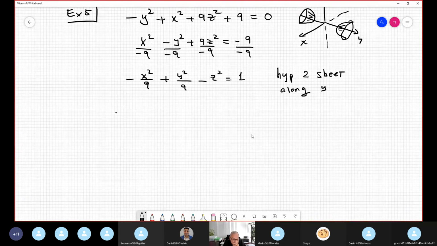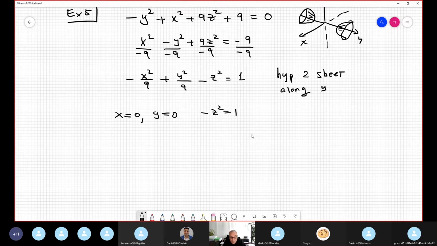Suppose x equals 0 and y equals 0. Then we have the equation minus z squared equals 1. It's obvious that when you multiply by negative 1, z squared equals negative 1, and the square root is imaginary. That is the reason we have no intercept, so z has no solution. This figure never intersects the z-axis.